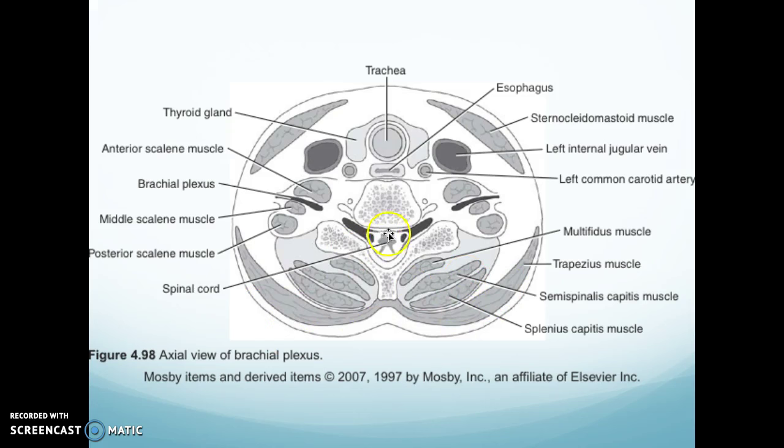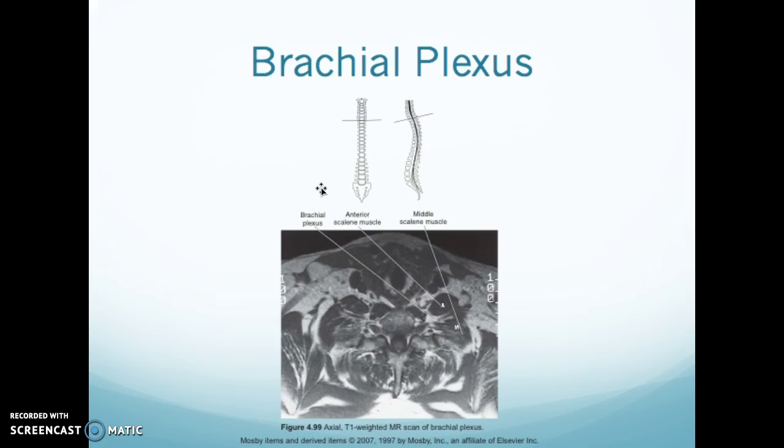the back. Your spinal cord right there in the middle with your posterior scalene, middle scalene, with your brachial plexus that runs in between the middle and the anterior scalene muscle. So your brachial plexus is between your anterior and your middle scalene muscle, so it comes right through the middle there.